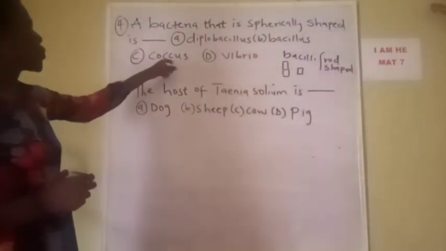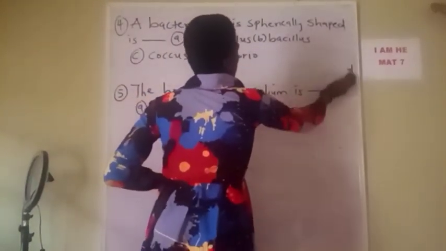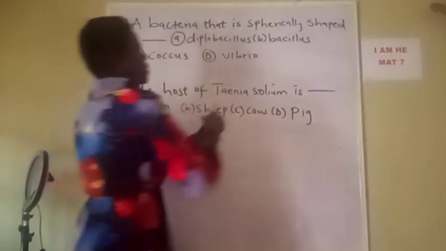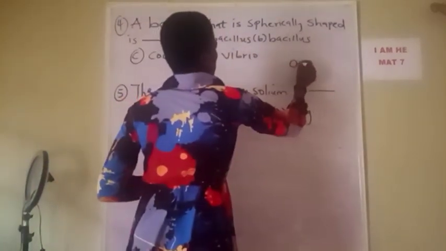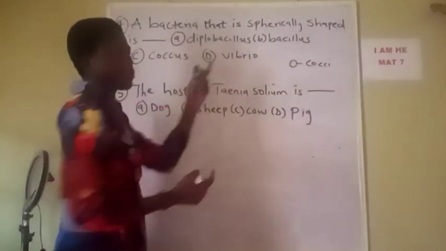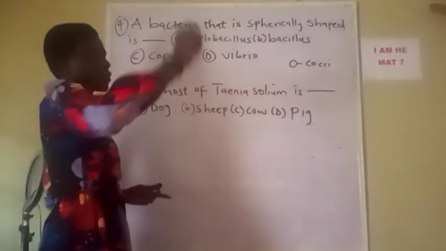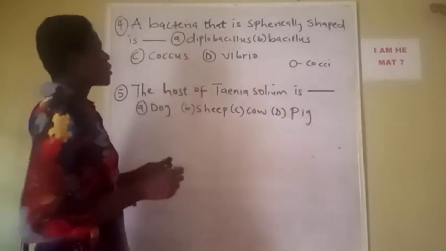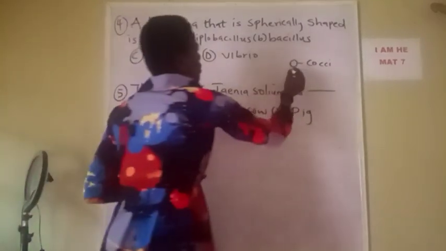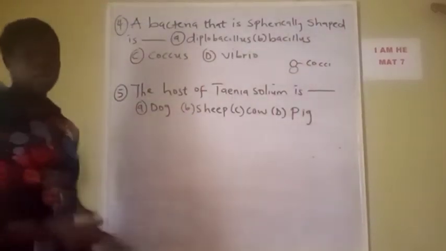Now, the word coccus, that's C. Coccus means spherically shaped. This is a coccus. Singular, coccus. Plural, cocci. So this is a coccus, that's spherically shaped. So when we have diplococci, it means it is two, like this. This is called a diplococci form.